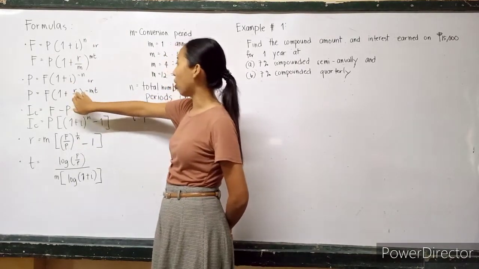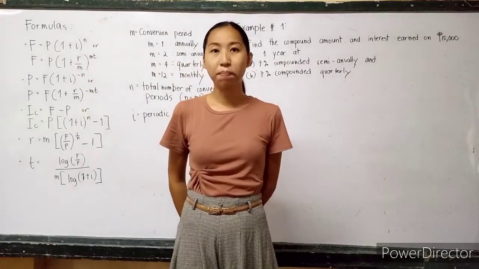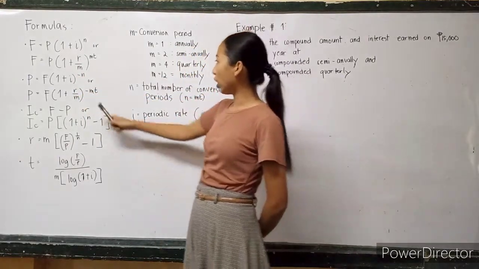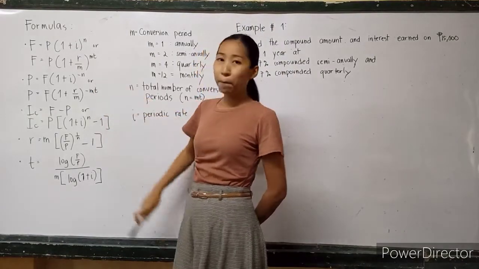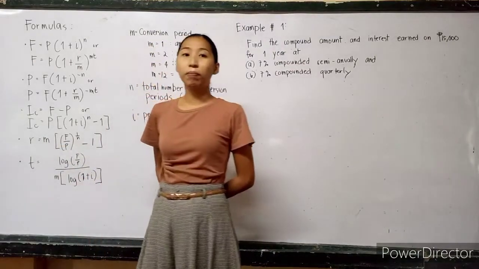No? So, I is R over M. The negative N is also negative M times T. So, those are the formulas. So, next is finding the compound interest.